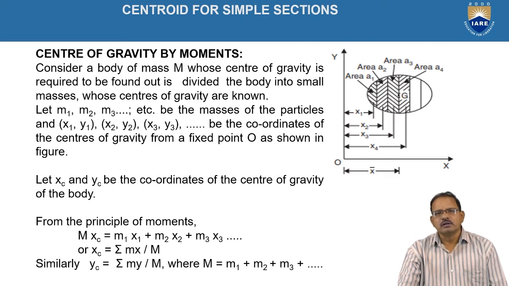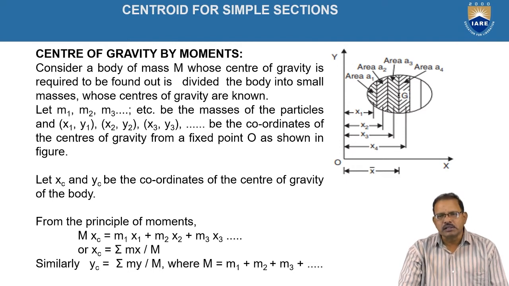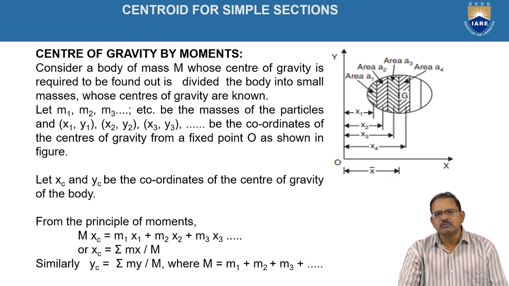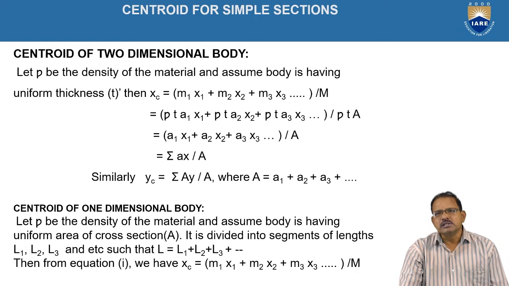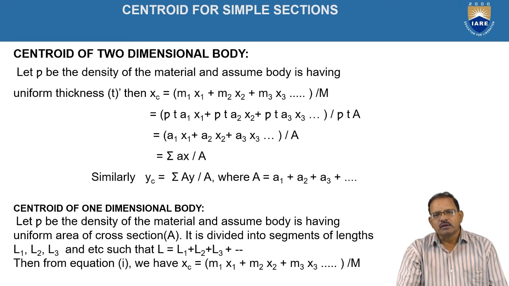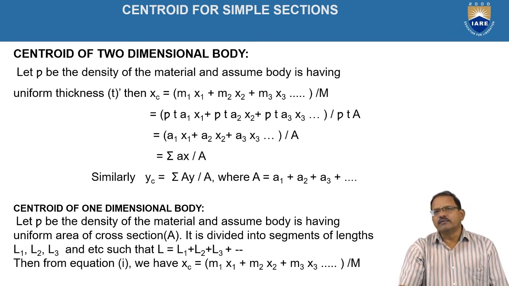Similarly, yc, that is the coordinate of the center of gravity with respect to the x-axis, is given by yc equal to sigma m y divided by M, where M represents the total mass of the body, which is equal to the sum of the components such as M1, M2, M3. Now, xc is given by sigma m x divided by capital M. Since the mass is nothing but the centered area for the two-dimensional body.